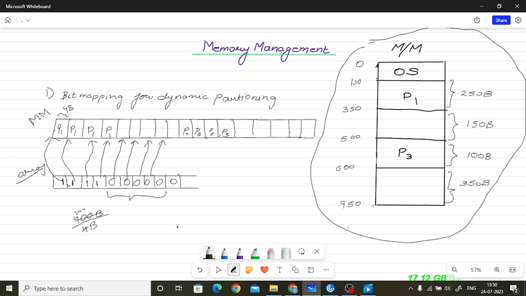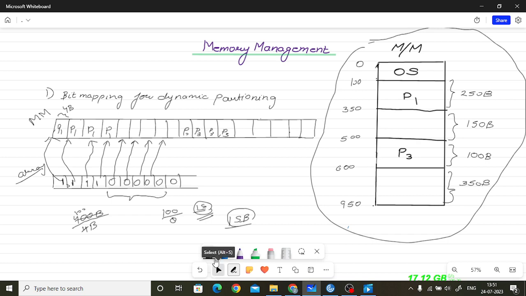If we convert this 100 bit into bytes by dividing by 8, it will come out to be something like 12.5, nearly 15 byte. So 15 byte of space in the memory will be acquired by this array only, and this 15 byte of memory will be wasted because it is used by an array which represents each allocation unit that we have divided our memory into.